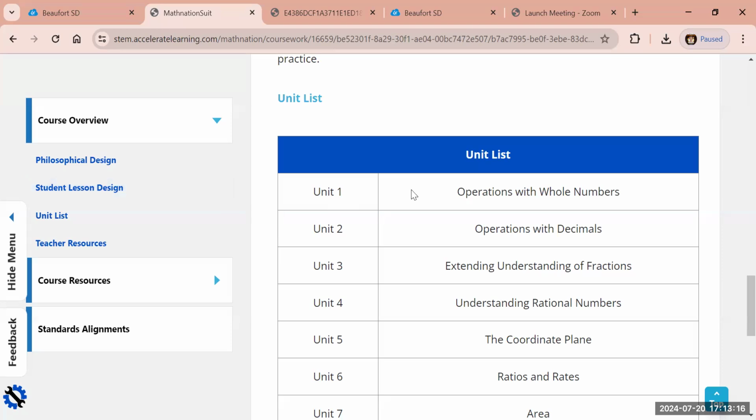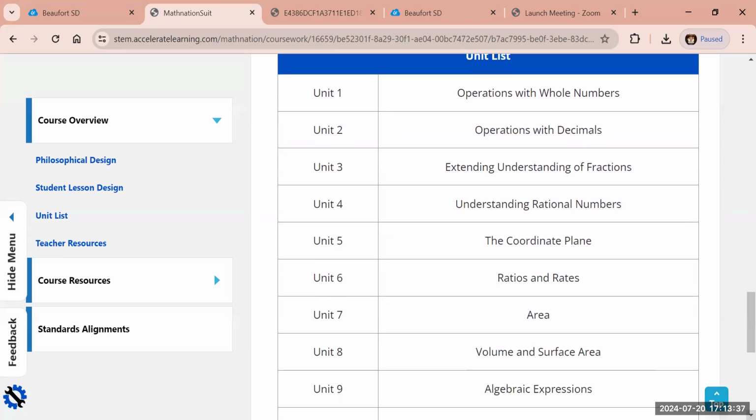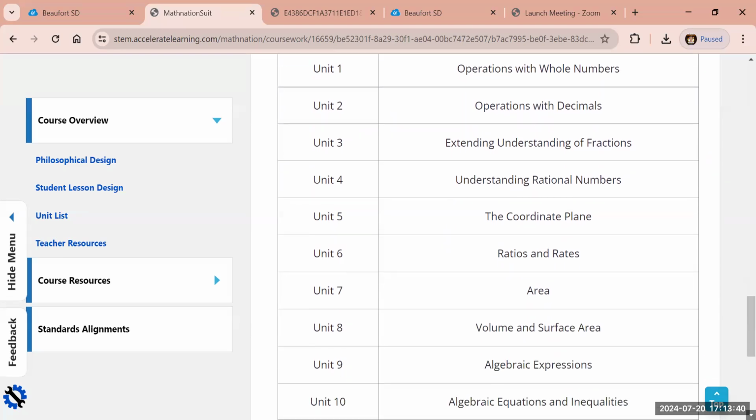All right, so now let's say unit one. Unit one is operations with whole numbers. Unit two, operations with decimals. Unit three, extending understanding of fractions. Unit four, understanding rational numbers. Unit five, the coordinate plane. Unit six, ratios and rates. Unit seven, area. Unit eight, volume and surface area. Unit nine, algebraic expressions. And Unit ten, algebraic equations and inequalities. So these are the various topics that we'll be covering for the year.